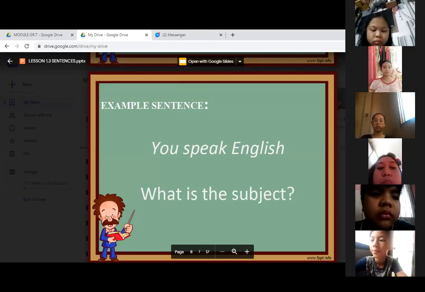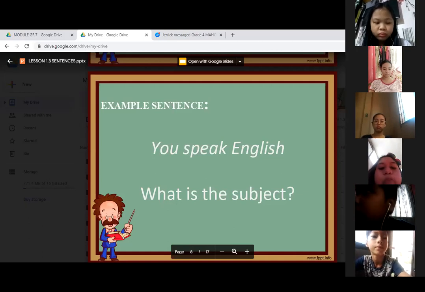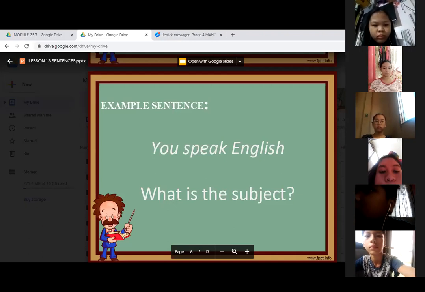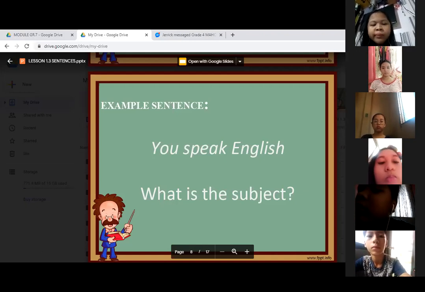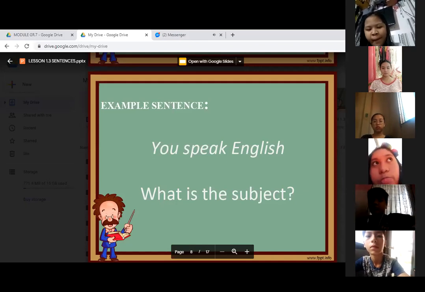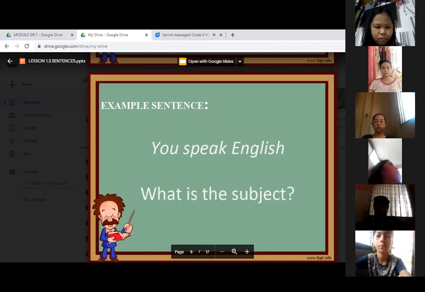Kung nahihirapan kayo umintindi ng English, mga anak, Tagalogin nyo muna yung sentence. The boy is running. Kunyari nabasa mo, the boy is running. Tagalogin mo muna siya. Ang bata ay tumatakbo. Sino yung tumatakbo? O di alam mo na, the boy. Did you get what I'm trying to say?